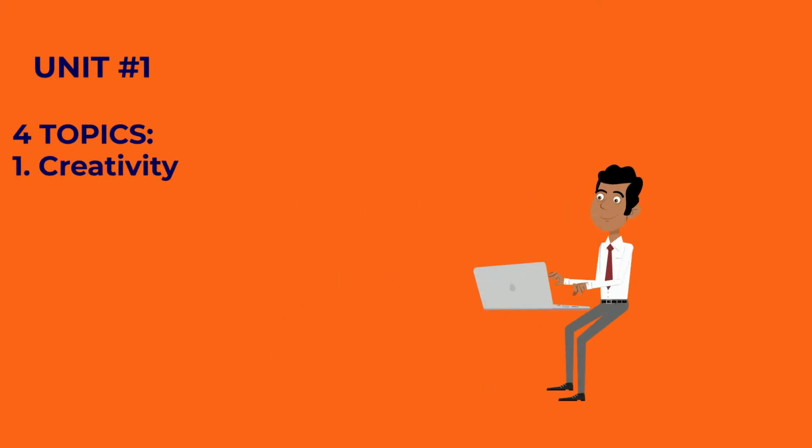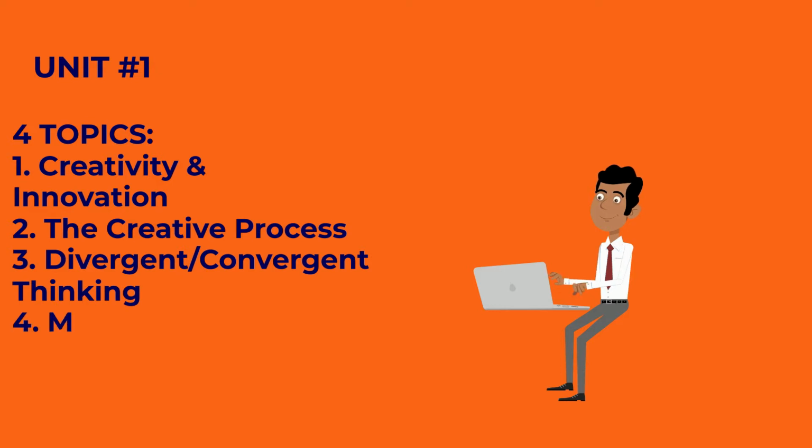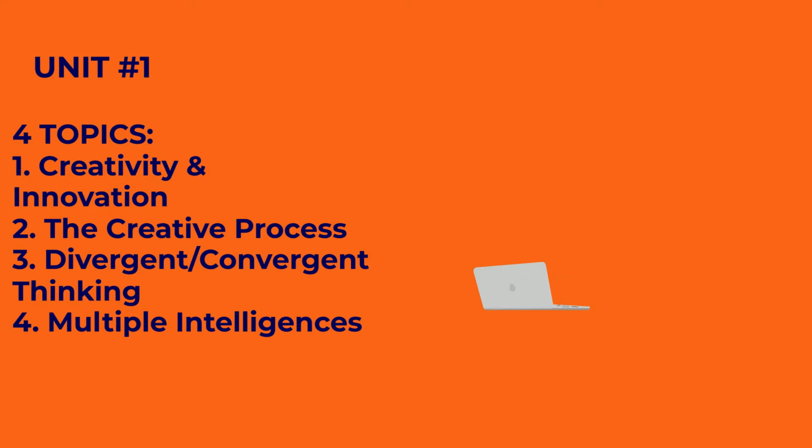So, let's start off with Unit number 1. Unit number 1 focuses on creativity and how the brain operates. It talks about how the brain becomes creative and how the brain operates when exercising creativity and innovation. In this unit, there are 4 topics: creativity and innovation, the creative process, divergent/convergent thinking, and multiple intelligences.